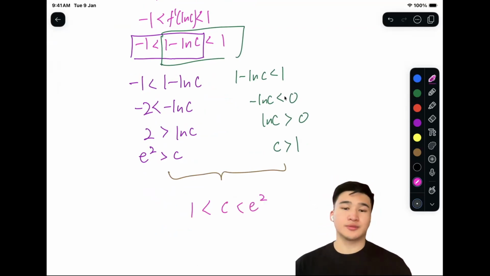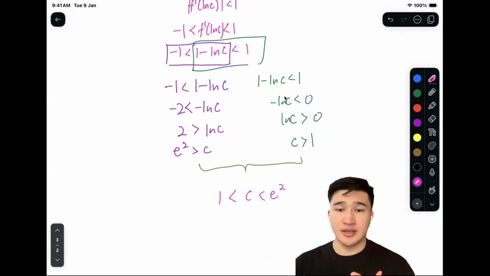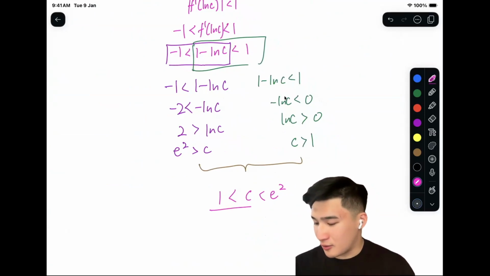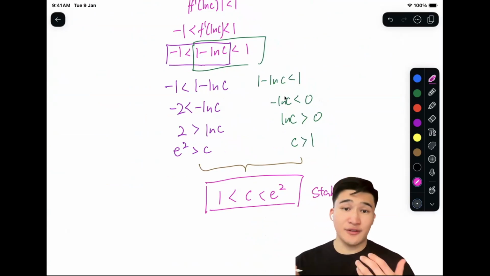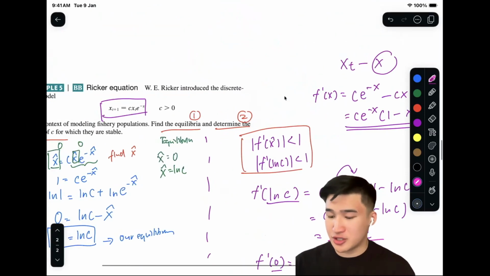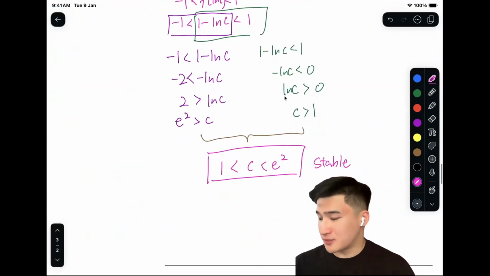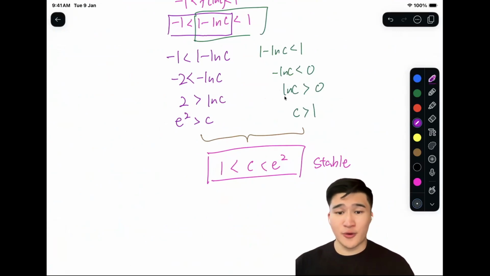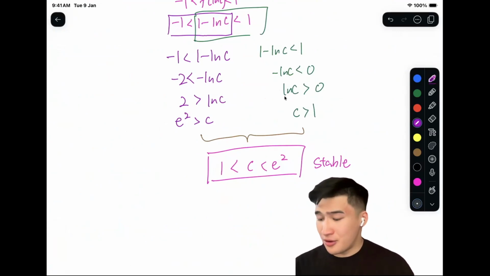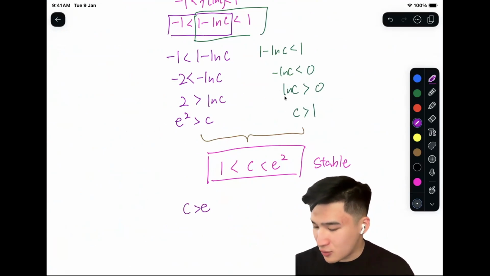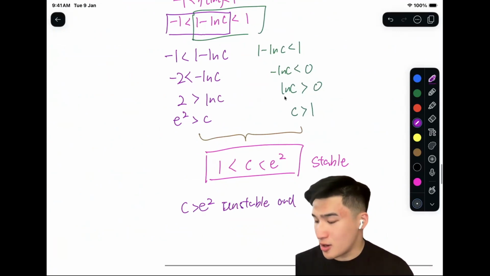Because of the stability criterion, you can find that when c is within this boundary, it is stable. So we've found what we're looking for in the question, which is to determine the values for c which are stable. Conversely, if we're looking for the values of c which are unstable, all we gotta do is flip everything. If c is greater than e squared, we know that it's going to be unstable. And if c is less than 1 or less than 0, then it's going to be unstable too.